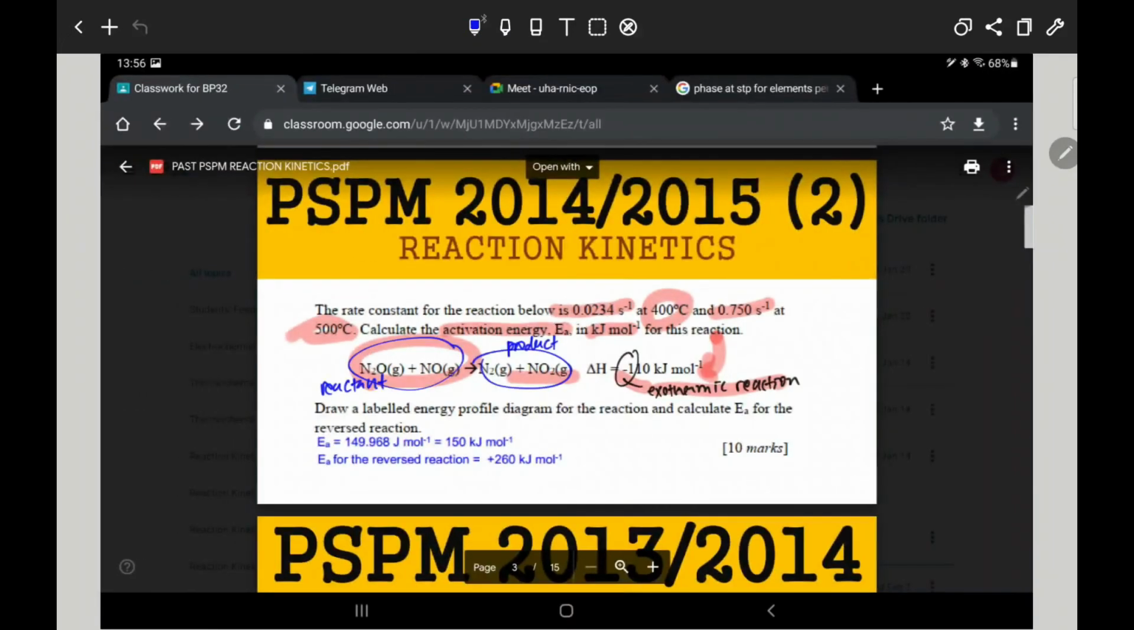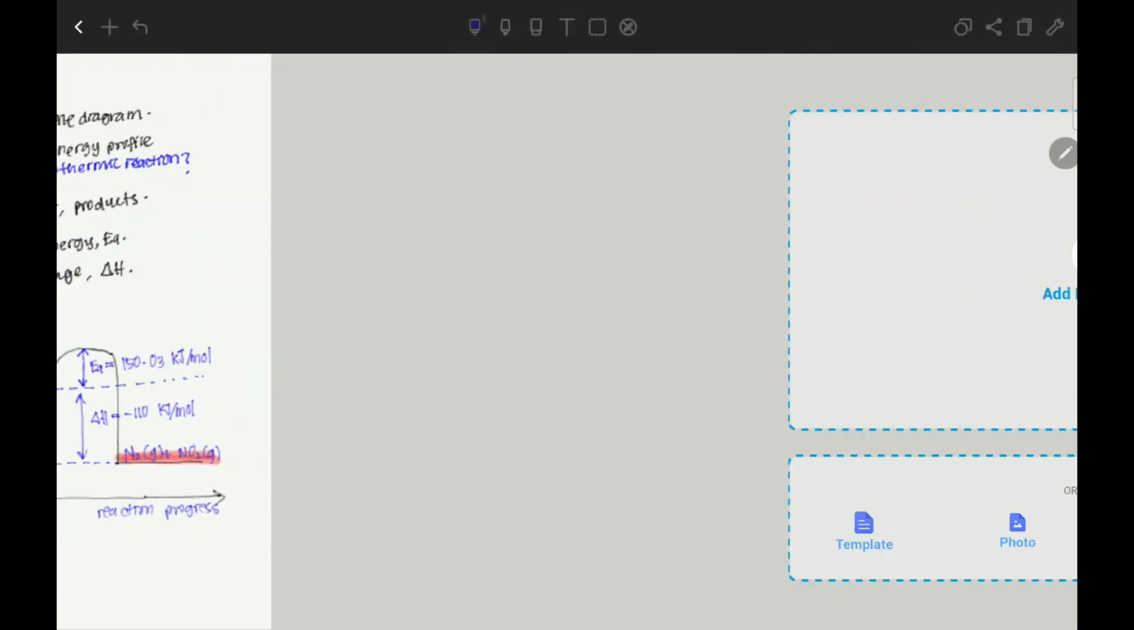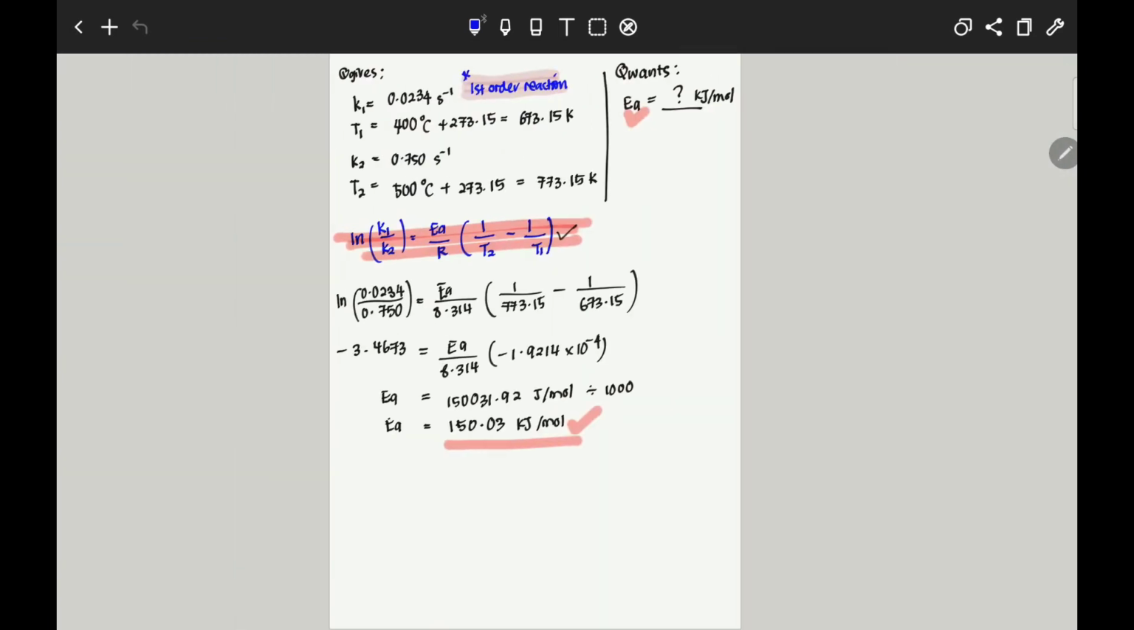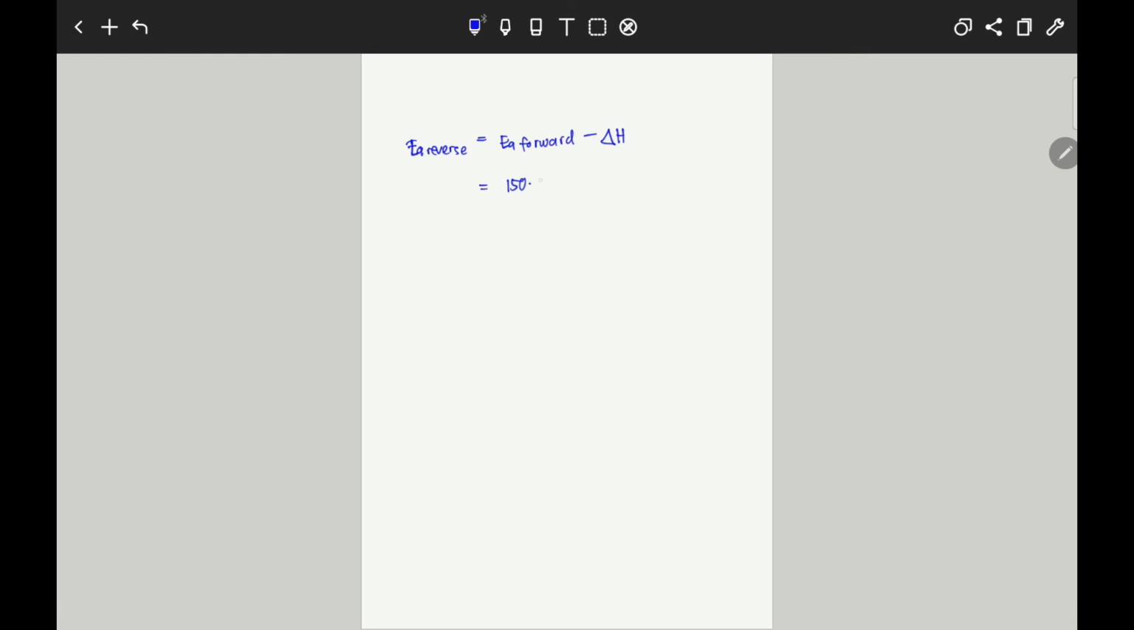So next, the question asks us to calculate the activation energy for the reverse reaction. To find the activation energy for the reverse reaction, we have the formula EA reverse equals EA forward minus delta H. So EA forward that we calculated here is 150.03 kilojoule per mole minus our delta H, which is negative 110 kilojoule per mole. So we get our EA reverse, the activation energy reverse, is positive 260 kilojoule per mole.